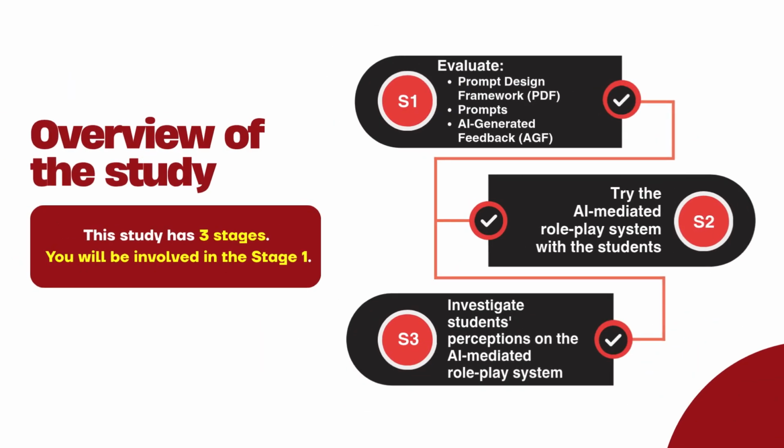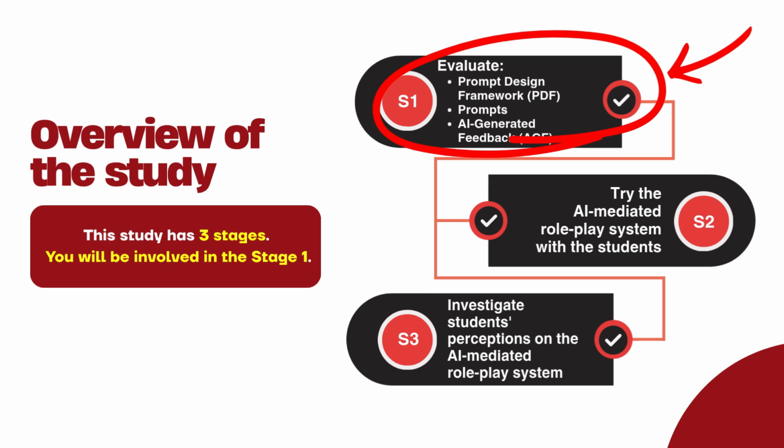This study consists of 3 stages. In Stage 1, we evaluate 3 components: the Prompt Design Framework, PDF, used to create the prompts themselves, and the feedback generated by the AI-mediated role-play system. In Stage 2, the system will be used with students in the classroom. In Stage 3, we will investigate students' perceptions on the use of the AI-mediated role-play system. You are helping with Stage 1.